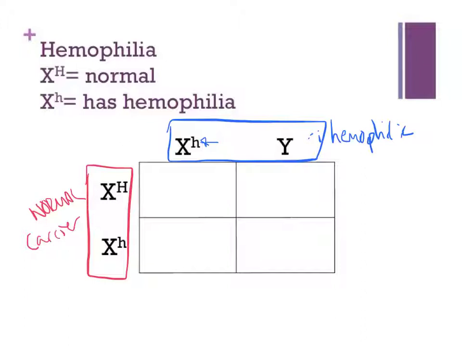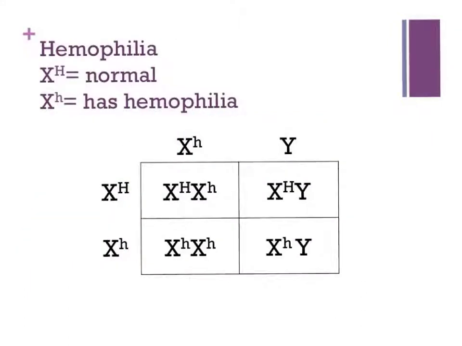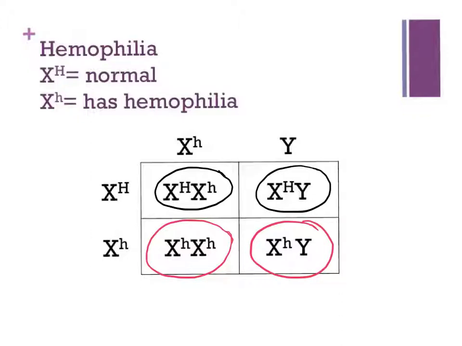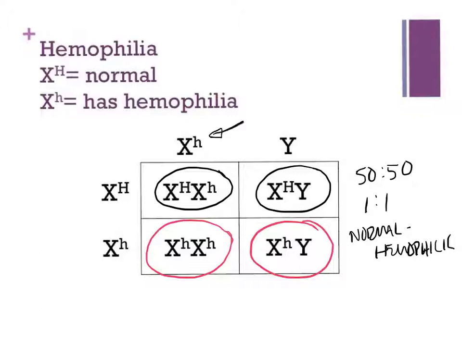And so when we go ahead and fill out our Punnett square, we'll see that our one male here is hemophilic and our one female is hemophilic, and that both of these two are normal. And so in this case, we actually have a 50-50 ratio or 1-to-1 ratio of normal to hemophilic for both genders. So in this case it doesn't matter if you're male or female because all the females are going to get that hemophilic gene from the dad.